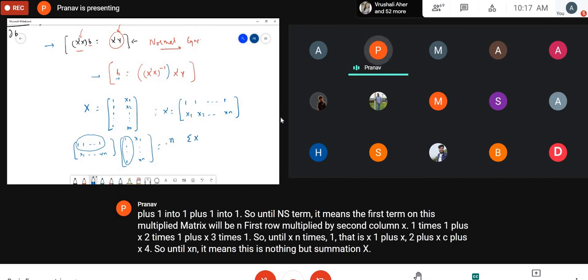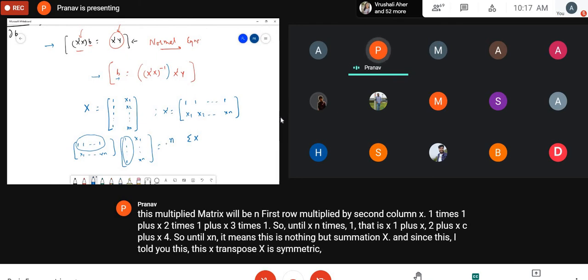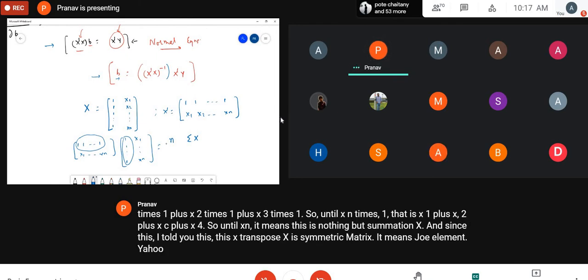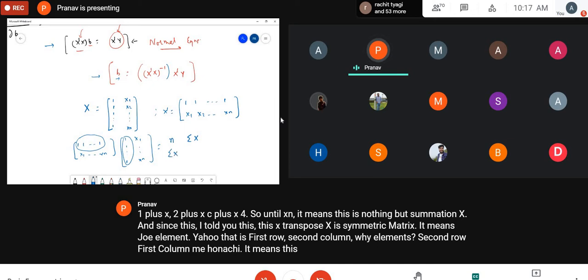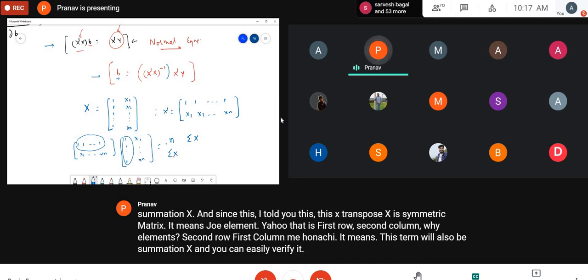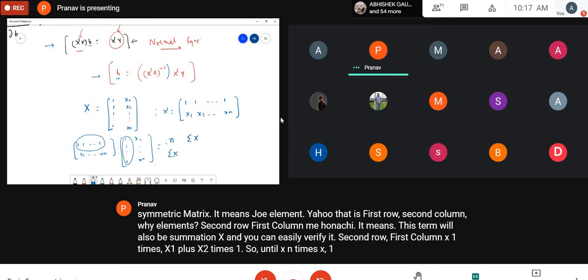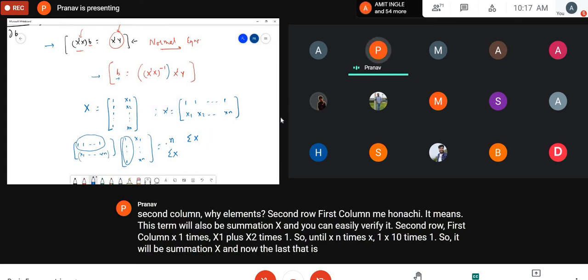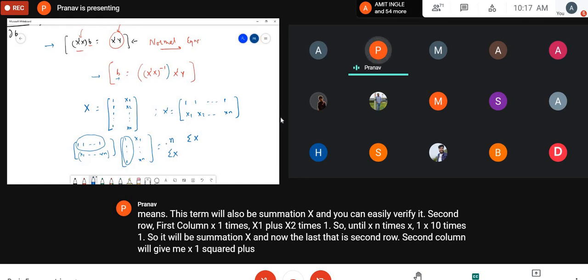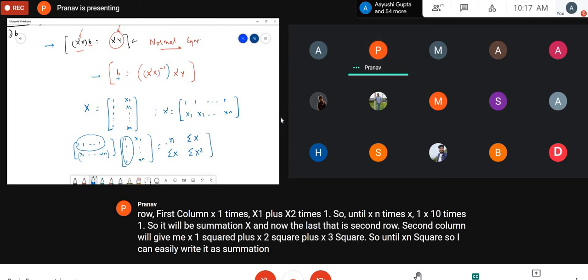And since I told you X transpose X is a symmetric matrix, the element at first row second column should be the same as the element at second row first column. It means this term will also be summation x, and you can easily verify it. Second row first column: x1 times x1 plus x2 times x1, so on till xn times 1. So it will be summation x. Now the last, that is second row second column, will give me x1 square plus x2 square plus x3 square, so on till xn square. So I can easily write it as summation x square. So this is X transpose X.